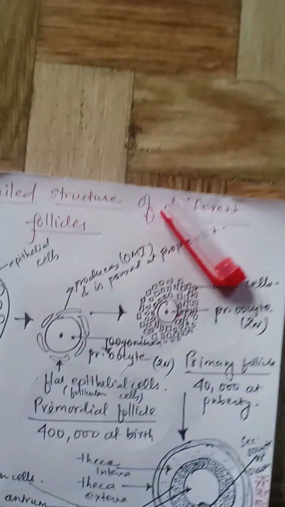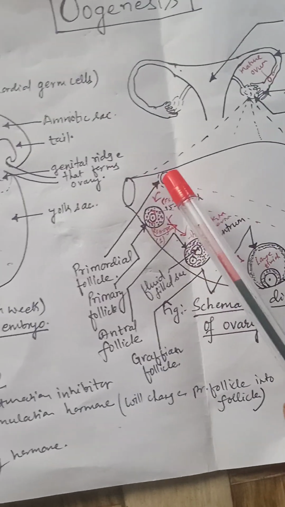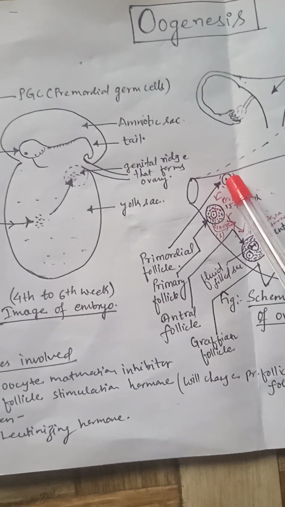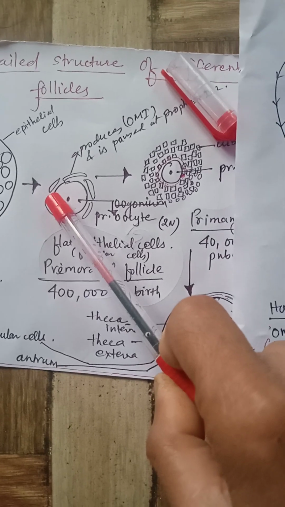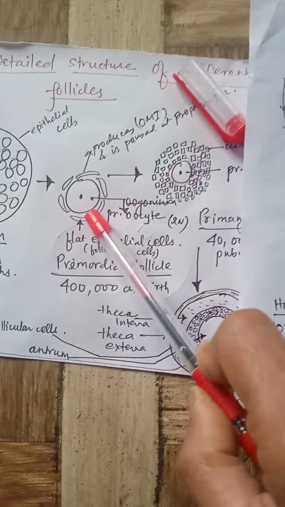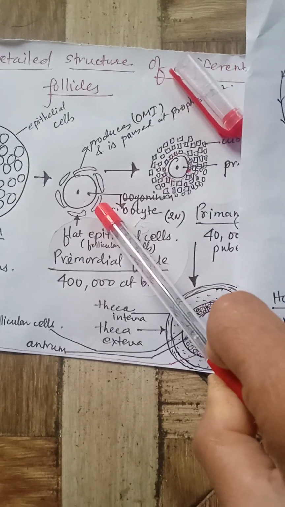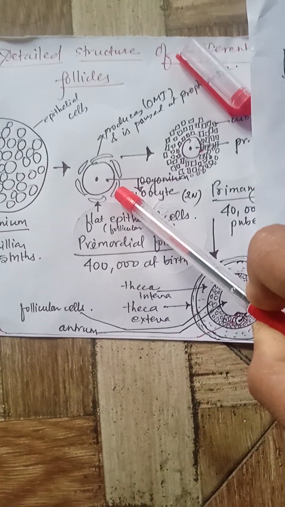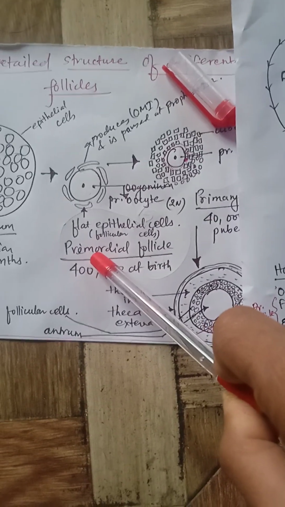So what is a primary follicle? What is a primary follicle here? Let's see. This one is not primary, sorry, it is the primordial follicle, which will be about 400,000 at the time of birth. So this is also the primordial follicle, the same thing. These flat follicular cells, or epithelial cells, will produce a hormone called oocyte maturation inhibitor, due to which the primary oocyte will be paused at prophase I.